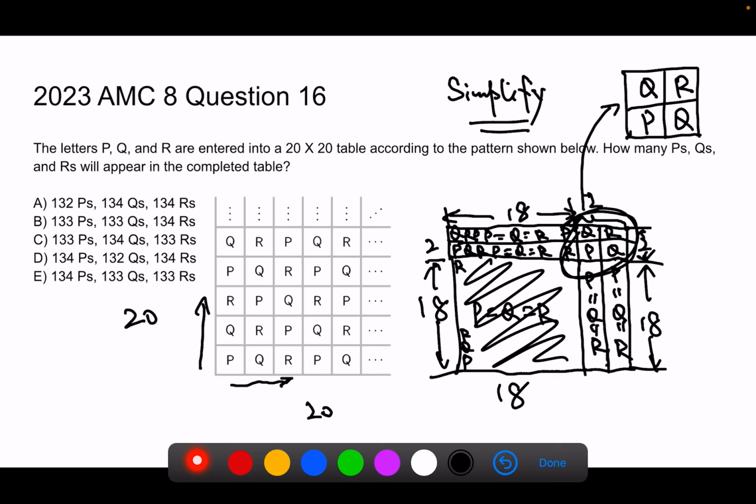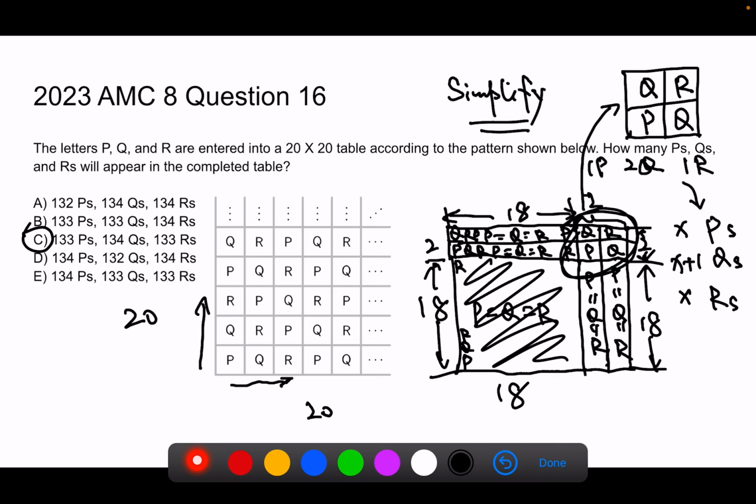Everywhere else, P equal to Q equal to R. Only here you have 2 Q, 1 P, and 1 R. So in the end, what you should have is some number of P's, some number plus 1 of Q's, and some number of R's. And then you can find the answer got to be C. 133 P's, 134 Q's, and 133 R's.